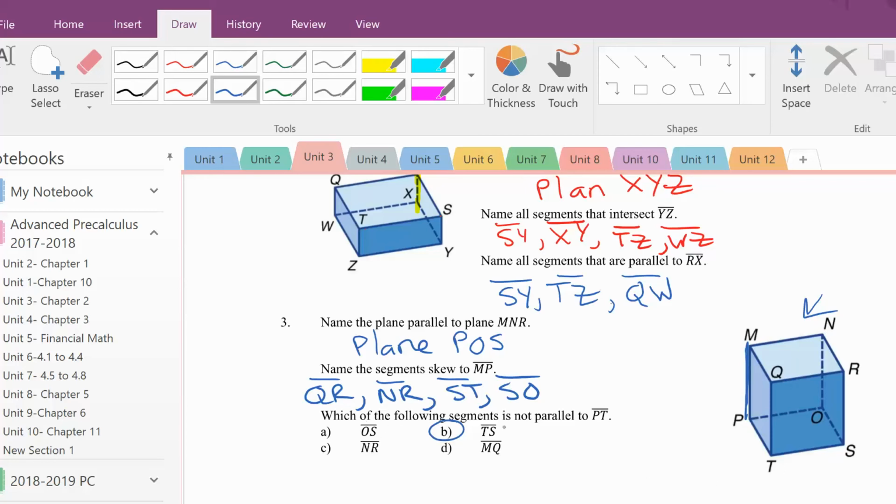Which of the following segments is not parallel to PT? So PT is down here at the bottom. And parallel to PT would be MQ, which eliminates that one. NR, because NR is parallel to MQ, which is parallel to PT, so that makes NR parallel. OS is parallel to PT. TS is not, because notice TS intersects PT, so therefore it is not parallel to it.